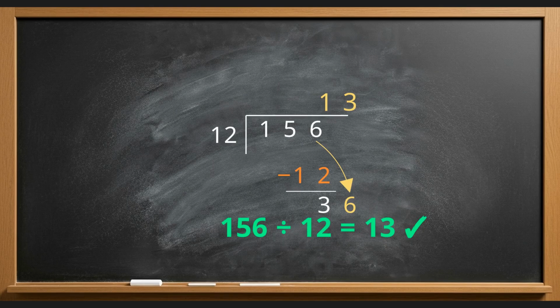See? Same answer as chunking. The formal method is just a tidier way of writing it. Divide, multiply, subtract, bring down. That's the cycle.